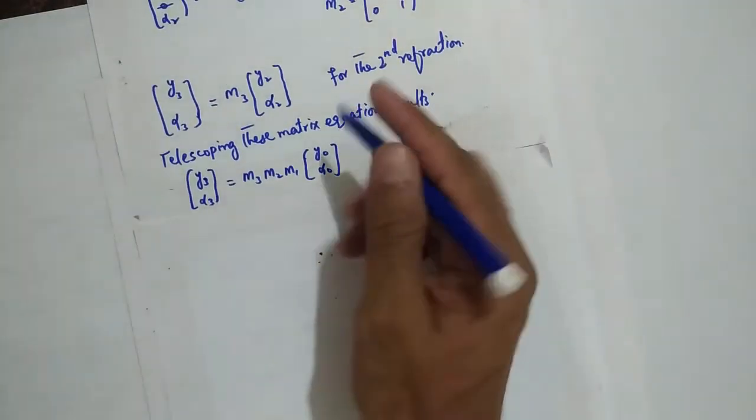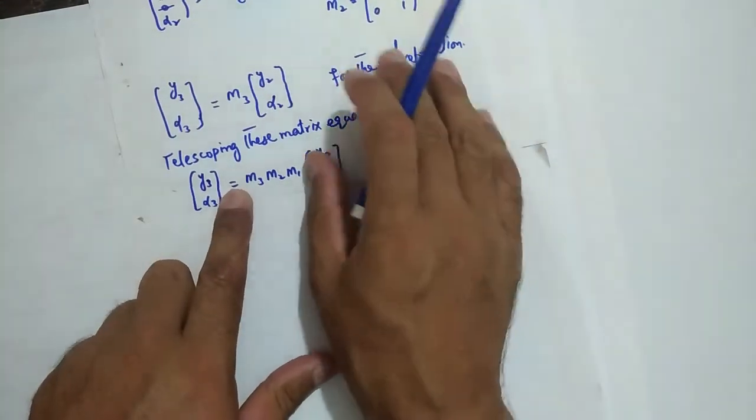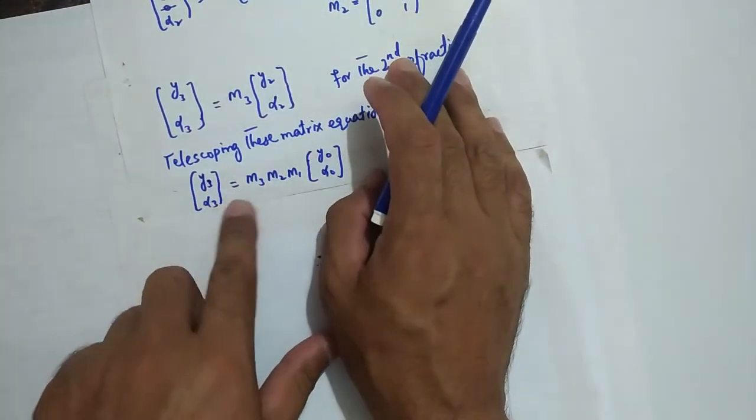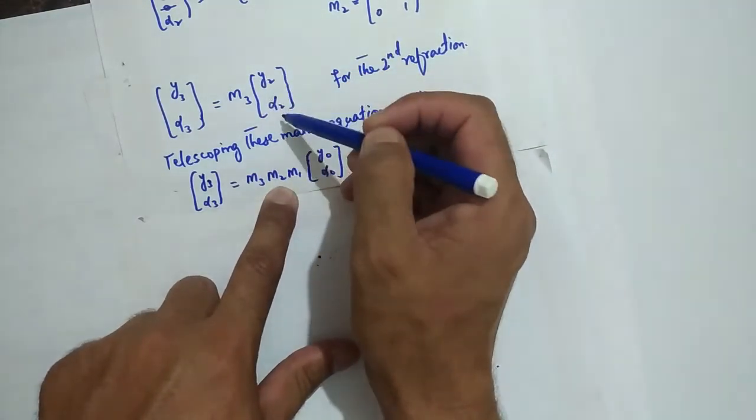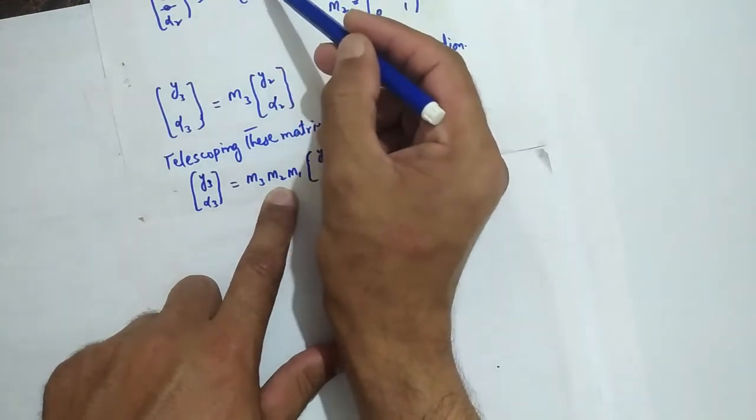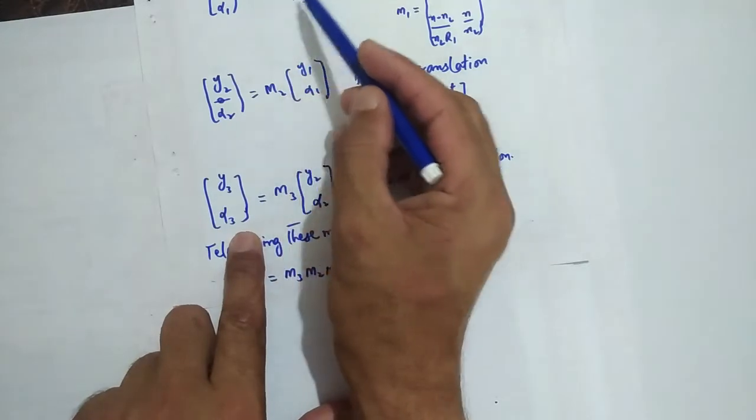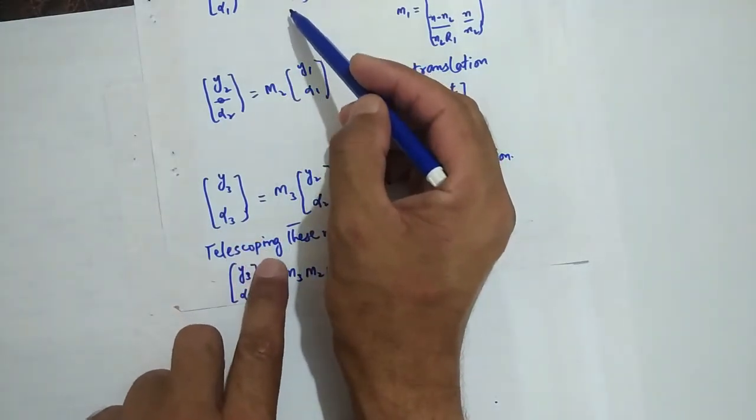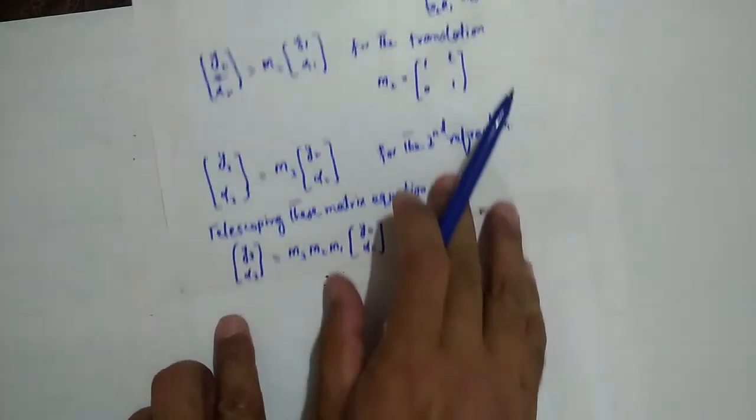It is easy to obtain this equation. Simply put here y2 alpha 2 matrix, which is M2 times y1 alpha 1, and for y1 alpha 1 you have to write M1 times y0 alpha 0. Clear? So you will get this equation.